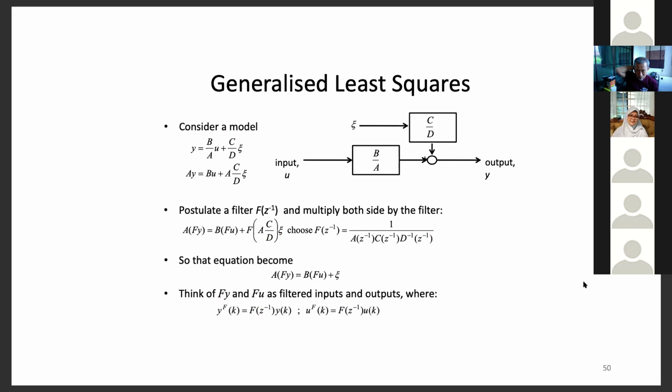So you have the models here. You don't have to worry about the derivations, as long as you know the steps. Then you postulate the filter, then multiply both sides. So the equation becomes A equal to B plus zeta. Zeta is not a damping ratio, it is a coefficient value. Then the filtered signals will be YF and UF, and you have to multiply the output with the filter, and the input with the filter.